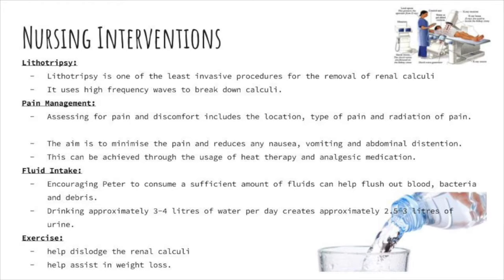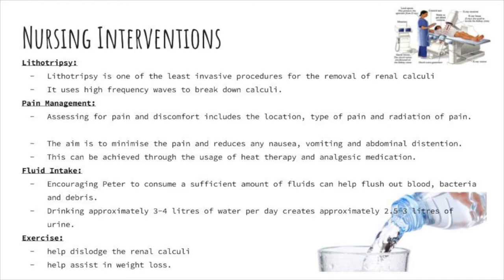This can be achieved through the use of heat therapy and analgesic medication. Closely monitoring Peter will allow us to determine if the medication is being effective. Using a numerical pain scale using numbers 1 to 10, 1 being the least and 10 being the most, can assess if the pain has improved, is the same, or worse. Encouraging Peter to position himself into a comfortable position can help alleviate the pain.